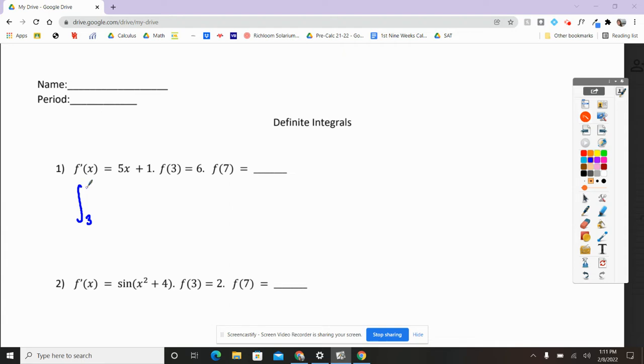3 is smaller, so it goes on the bottom. 7 is bigger, so it goes on top. And then we can put 5x plus 1 here, dx. And then based on the first fundamental theorem of calculus, we know this is going to equal f of 7 minus f of 1. Not 1, 3.